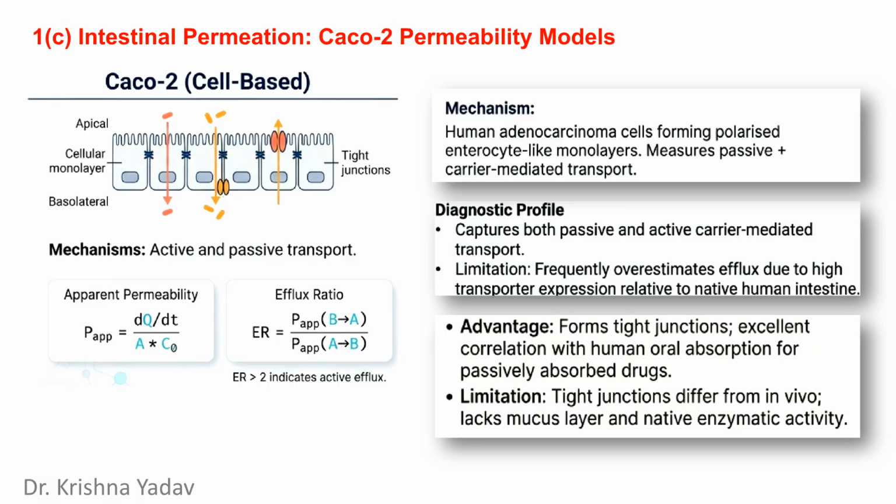Now, while CACO2 is excellent for predicting the oral absorption of passively absorbed drugs, it isn't a perfect one-to-one replica. It often overestimates efflux because it has higher transporter expression than a native human intestine. It also lacks the mucus layer and the natural enzymatic activity found in a living person. Despite these limitations, the CACO2 model remains an essential, reliable tool for vetting drug candidates and ensuring they have the right profile to move forward in development.